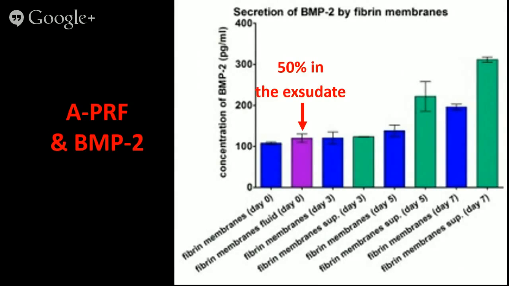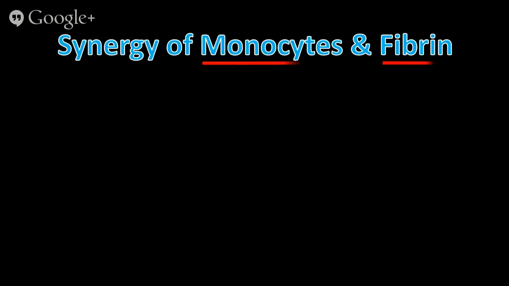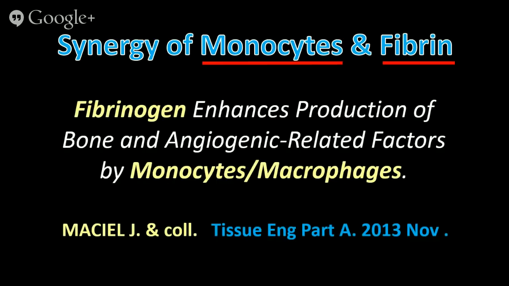This is why we have to mix this liquid with the granules, and maybe we can coat the implant surface with this exudate. And then we have from the science the answer about the monocytes and the macrophages. They produce BMP2 for sure. We also have a very nice synergy of monocytes and fibrin. The fibrinogen enhances production of bone and angiogenic factors by the monocytes.